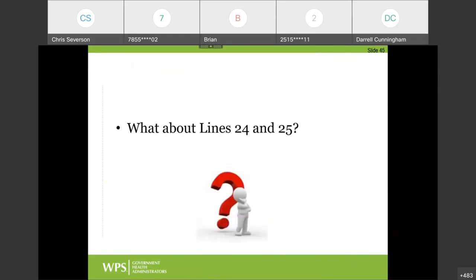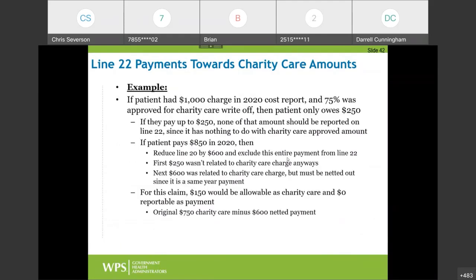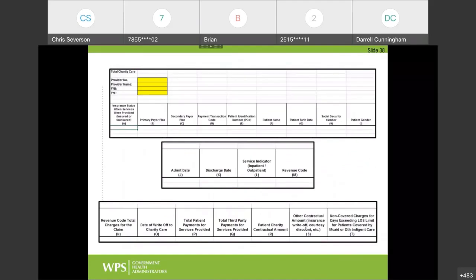And the other one has an odd name, and it's right in the middle. I'm not sure why that was put there. Where'd it go? Oh, this is the payment, I'm sorry. This one, it's the patient charity contractual amount. Really, I think that would have made more sense to be at the end because that's ultimately the number we want. That's going to be the one that goes on S-10 line 20.